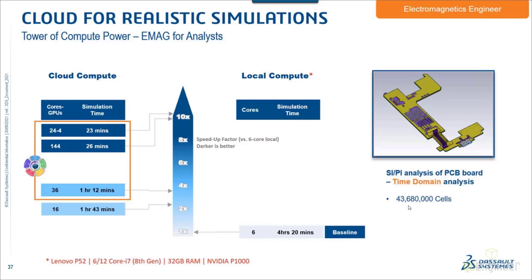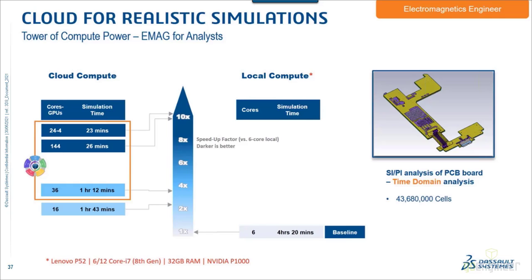And we have 43 billion cells. So you can imagine if you make your mesh 43 billion, not millions, billions. So it's a monster. And it will need on my laptop 4 hours, 20 minutes to simulate on 6 cores, which is the baseline for me to compare. And I'm using a last generation of hardware.